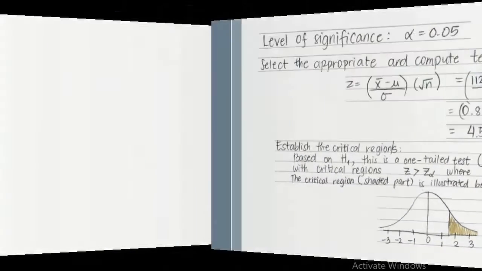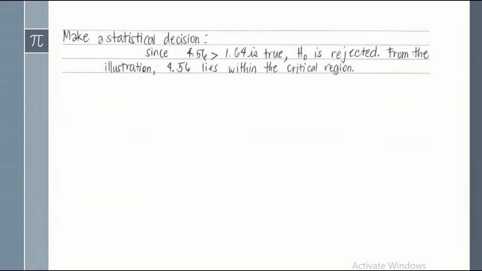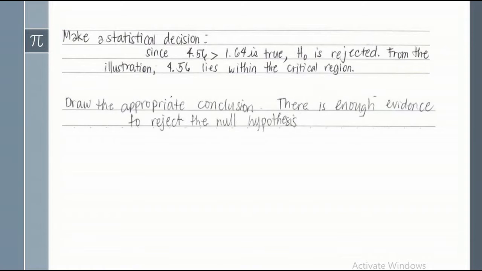Now let's make a statistical decision. Since 4.56 is greater than 1.64 is true, H0 or the null hypothesis is rejected. From the illustration, 4.56 lies within the critical region. Now let's draw the appropriate conclusion. So there is enough evidence to reject the null hypothesis.